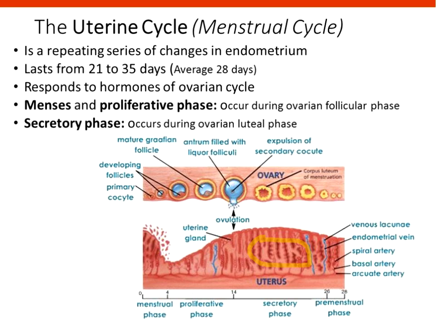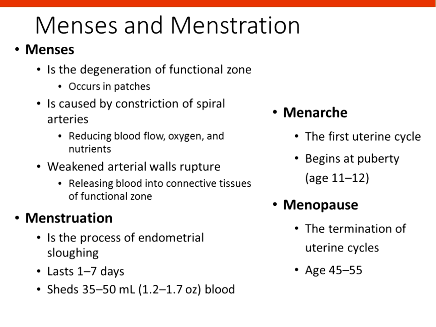If it doesn't happen and the embryo doesn't stick and doesn't make HCG, that corpus luteum dies at around 12 to 14 days. Estrogen and progesterone levels start to drop, and we start to see again the decrease of secretions, decrease of glands, decrease of vasculature, and atrophy of the functional zone and sloughing off of some of that tissue. Okay. So some key things to note with the uterine phase.